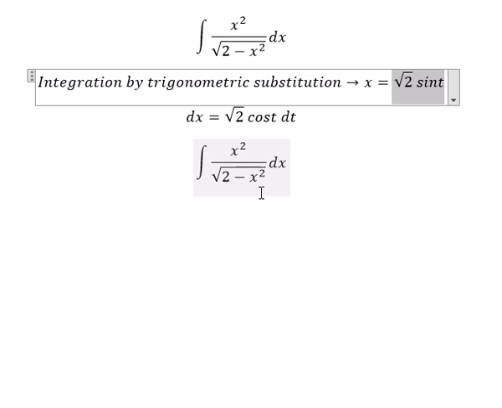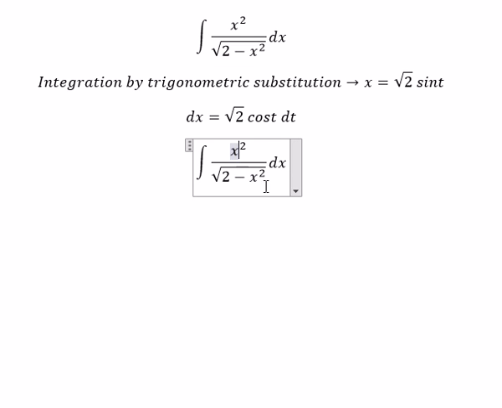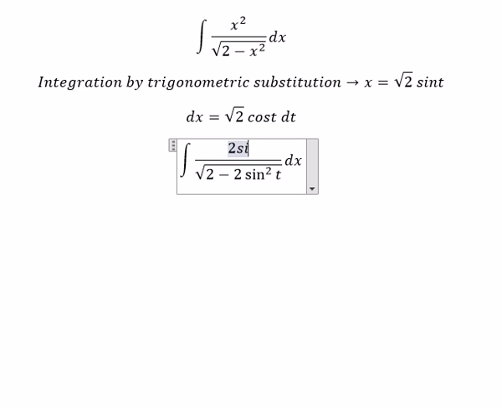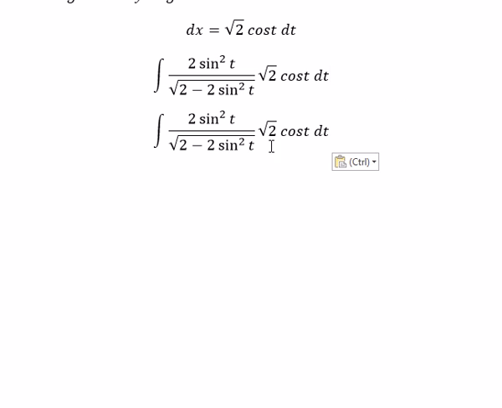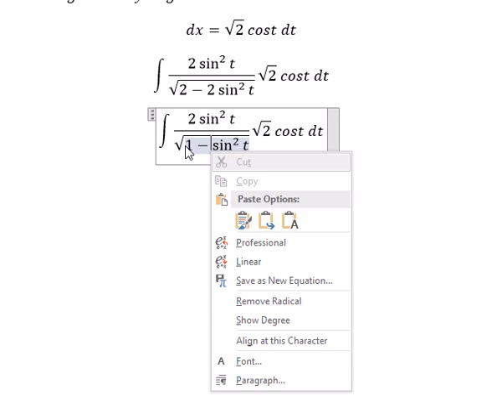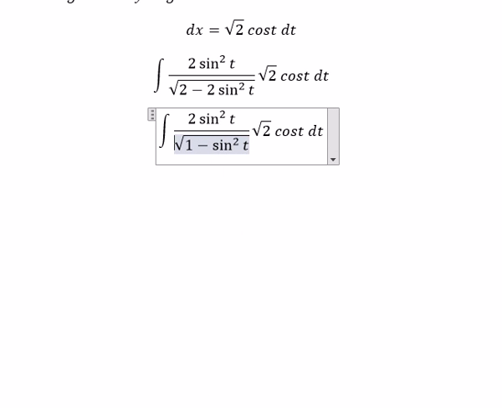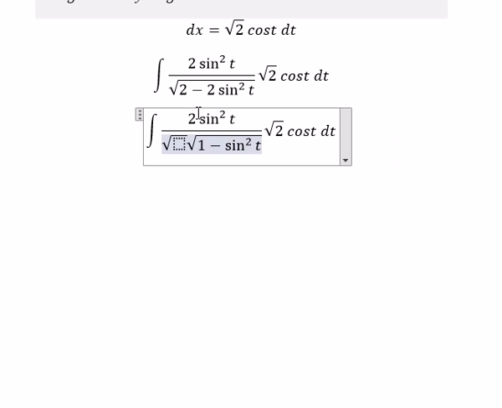We put this one in here and here. So you get 2 sine t squared. This is 2 sine t squared. dx, we change for this one. Next, we put the square root of 2 outside. Square root 2, square root 2, we cancel.